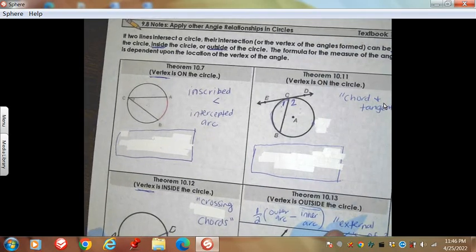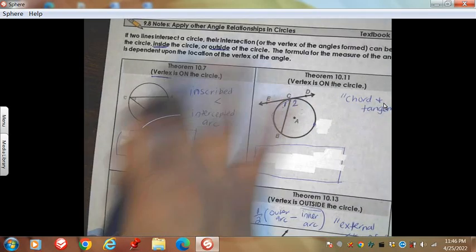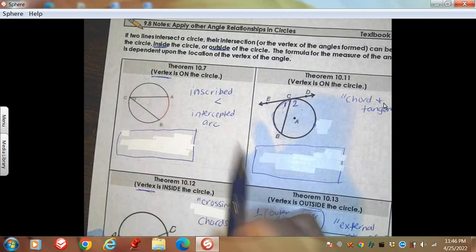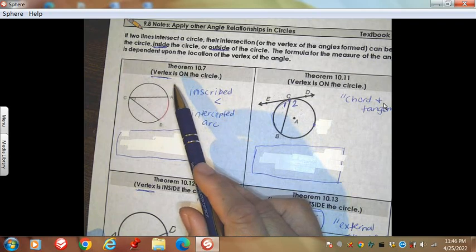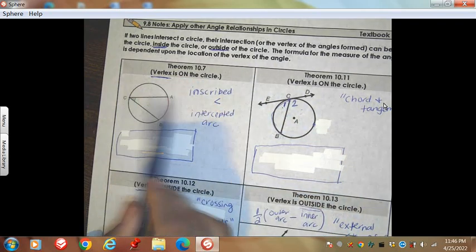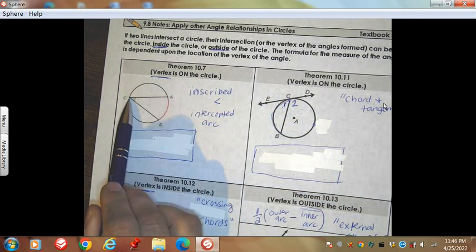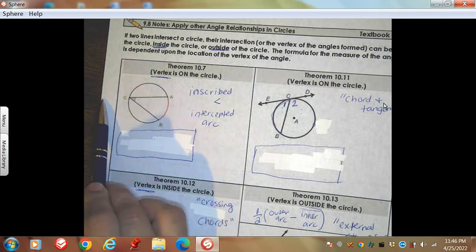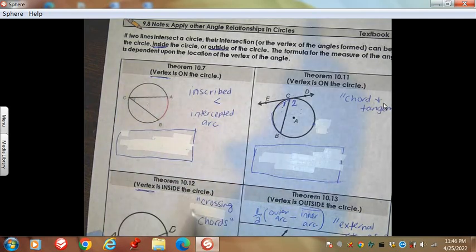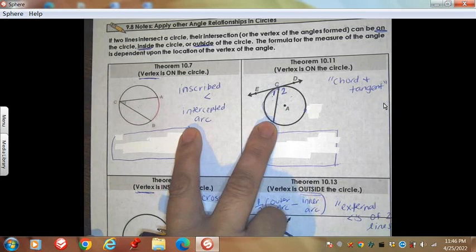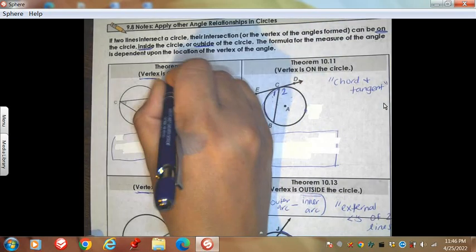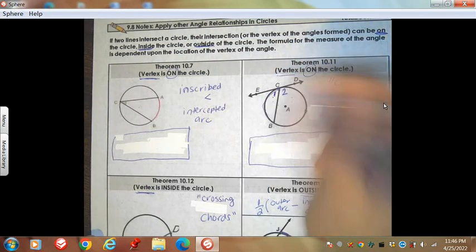Okay, and so the nice thing is we have already done theorem 10.7 yesterday, so it's kind of a recap here because this is an example where the vertex is on the circle. So it took two lines, but when they intersected, they met on the circle, not inside of it, not outside of it. We're going to see all those scenarios today, but these first two examples you see at the top here are going to be when the vertex is on the circle. Okay, so let's look at the first one just to kind of recap.